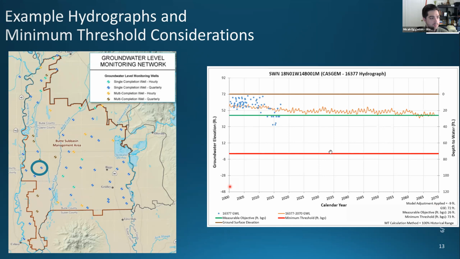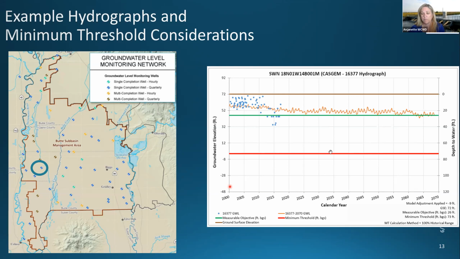And Jeanette? Yeah, I'm unmuting myself on my cell phone, so I'm sorry if it shows me unmuted the whole time. So the measurable objective is just something where we're trying to stay in that range, and we're trying not to stay under the minimum threshold for an extended period of time, correct?